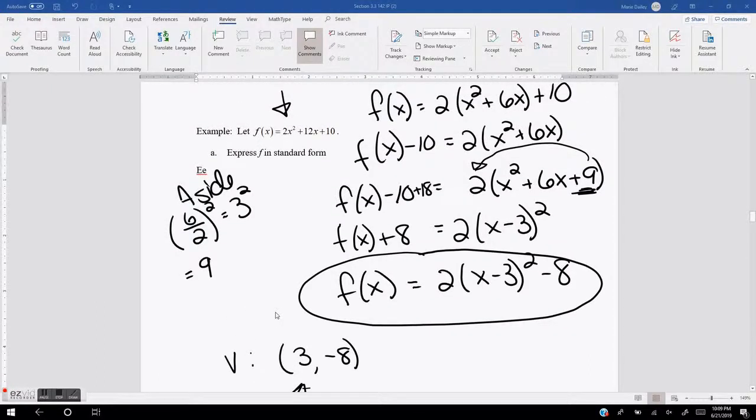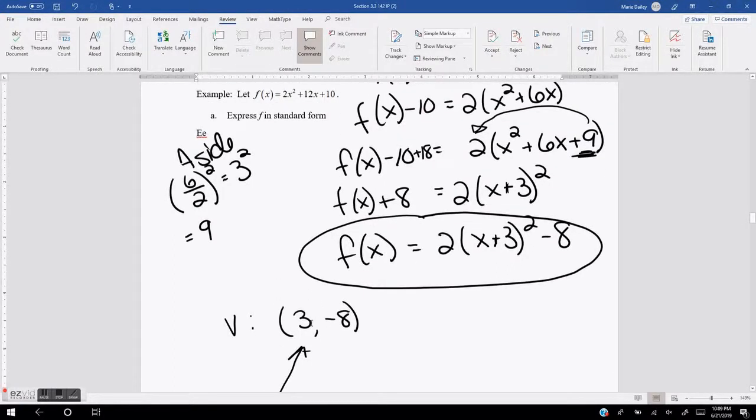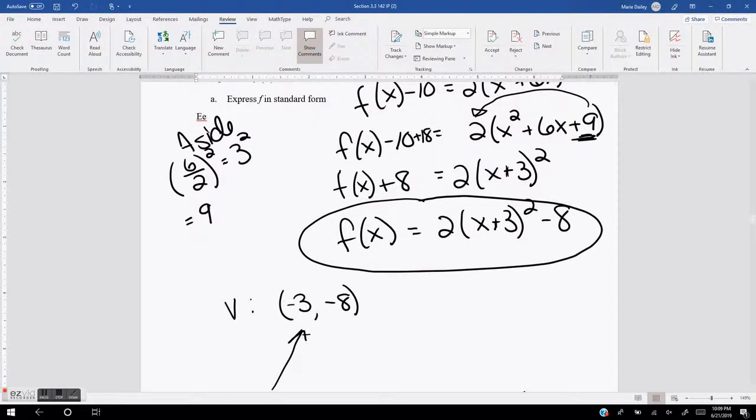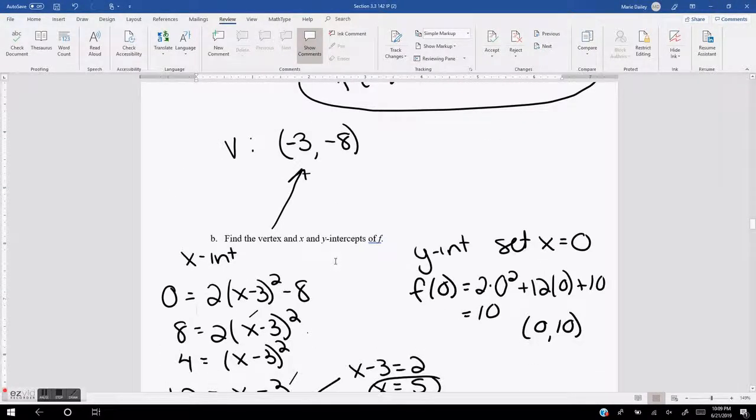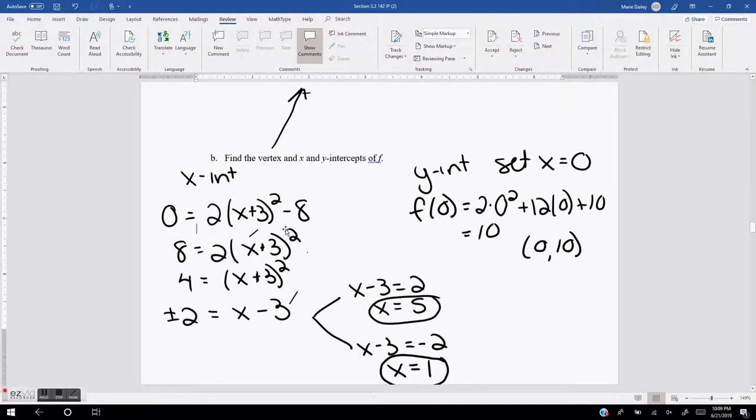So you're probably wondering why it factored from x squared plus 3x plus 9 as x minus 3. It should be x plus 3, and that makes a whole lot more sense, which will then change our vertex to be -3, -8. And then when we go to solve down here, it just changes the signs ever so slightly. So my apologies on that.